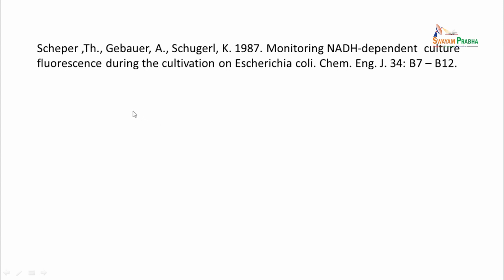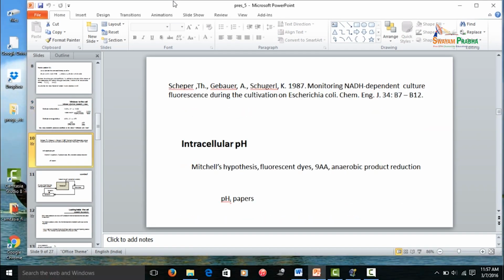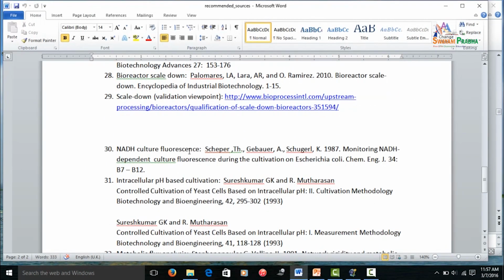You may want to look at this paper, which has also been given in your notes as one of the papers that you would want to look at. Let me direct that to you. This is number 30, NADH culture fluorescence. The authors are Schepper, Gebhard, and Schügerl. The title of the paper is Monitoring NADH Dependent Culture Fluorescence During Cultivation of E. coli. It was published in Chemical Engineering Journal in 1987. This is something that gives you some relationship to the culture energy status.